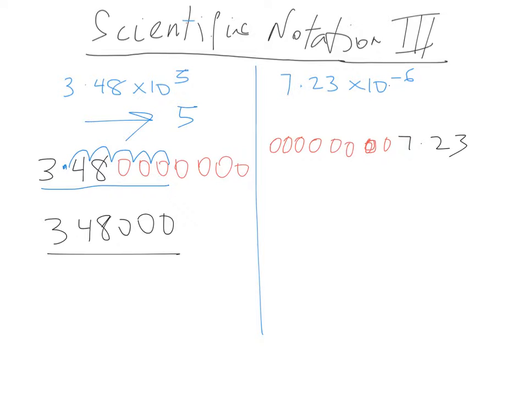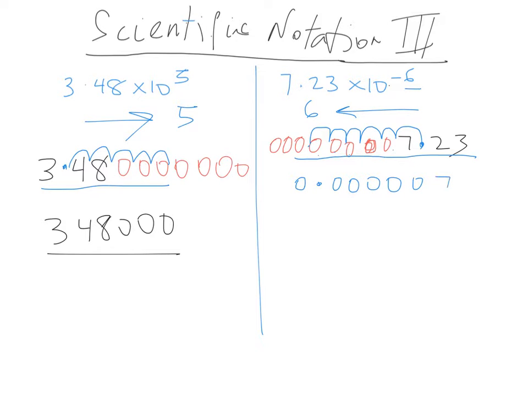Okay, so what we're going to do with that now is take our decimal point, which is here, and go to the left 6 places. 1, 2, 3, 4, 5, 6. So that's where it finishes up. So we're going to write pretty much that as our number. We're going to have 0 point, and we've got 1, 2, 3, 4, 5 zeros, then 7, 2, 3. So that's what ends up happening there with that.